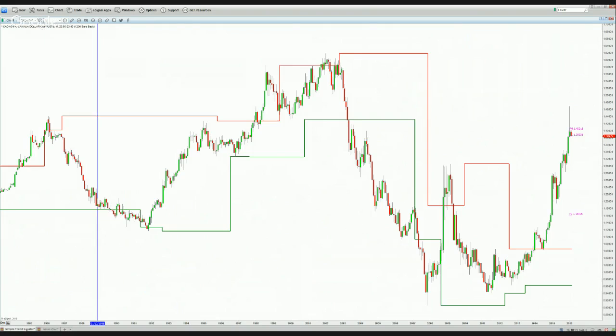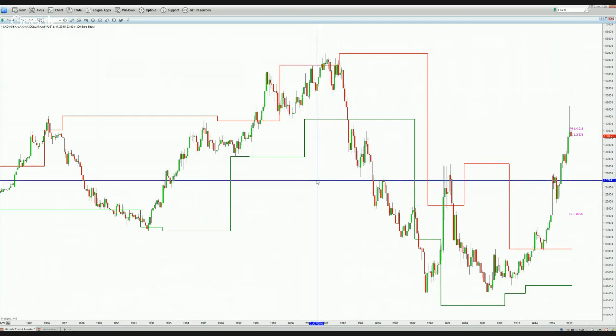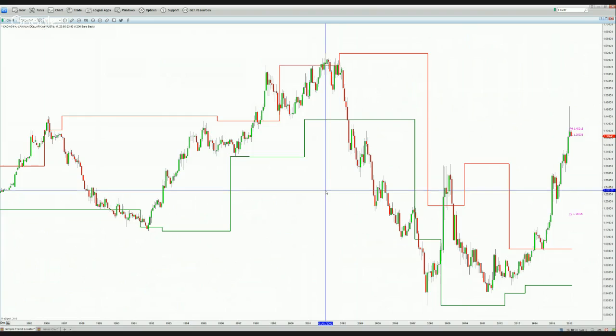Let me go to the monthly chart. You're talking about these red and green lines, right? Right, so these red and green lines, they're basically what I consider major levels of support and resistance.